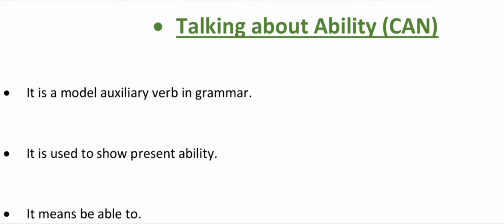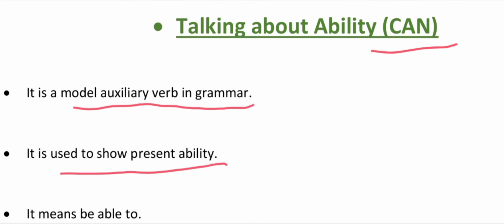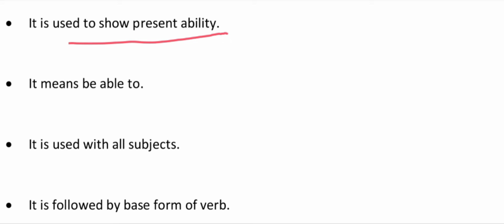Today, I would like to talk about one of the modal auxiliary verbs, which is can. Can is one of the important modal auxiliary verbs and it is used to show present ability. So, can is a modal auxiliary verb and it is used to show present ability. And it means to be able to. For example, if someone can do something and he is able to do something, so we use the modal auxiliary verb can.